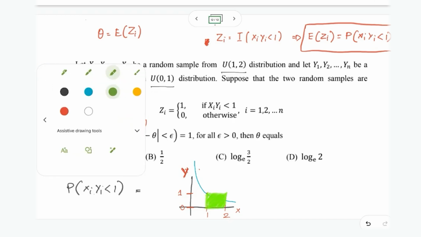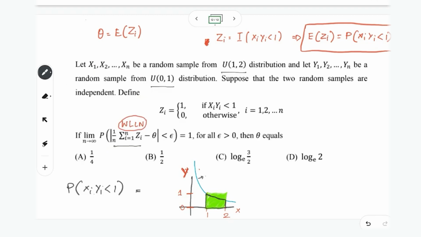So it's the area under this curve within this domain, the support. The support is this stuff. Therefore, it's asking for the area under the curve between this region, where the curve is xy equal to 1, that is y equal to 1 by x. So it's the integration from 1 to 2 of 1 by x dx. That is ln2 minus ln1, that is ln2.